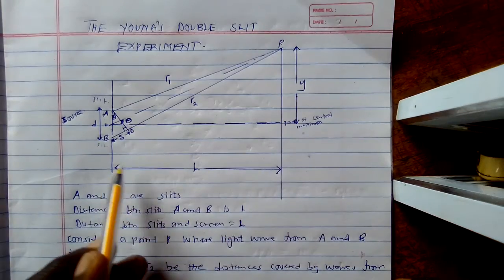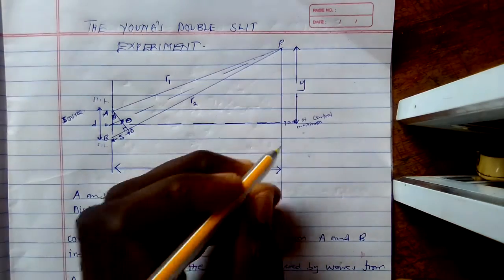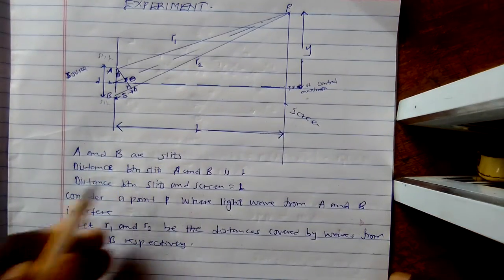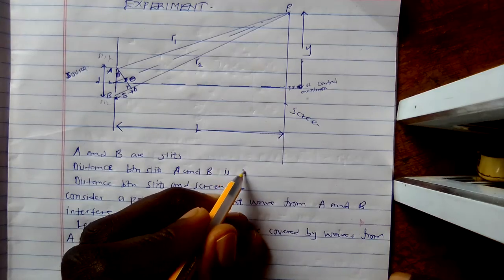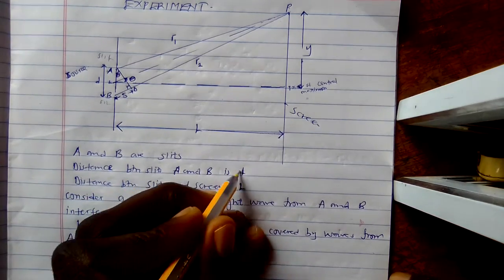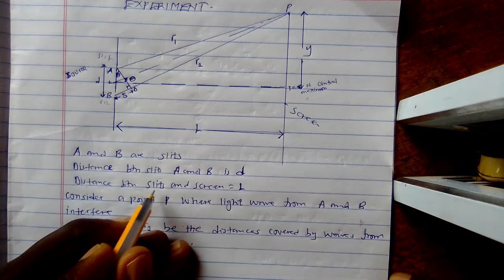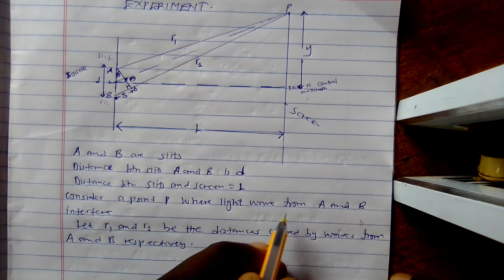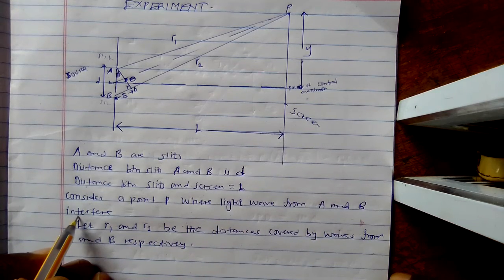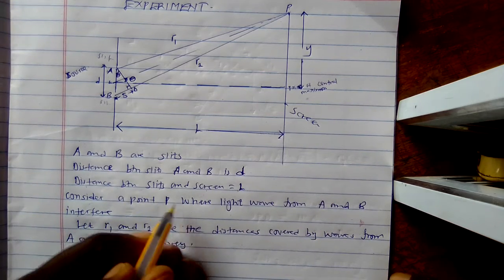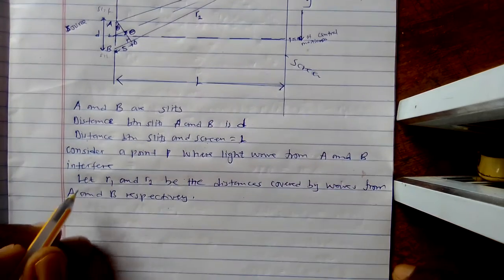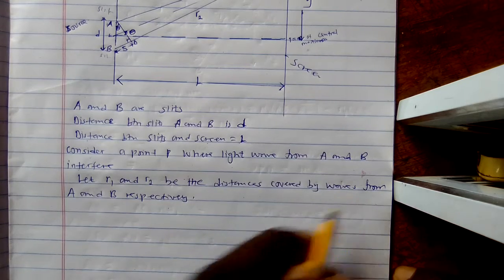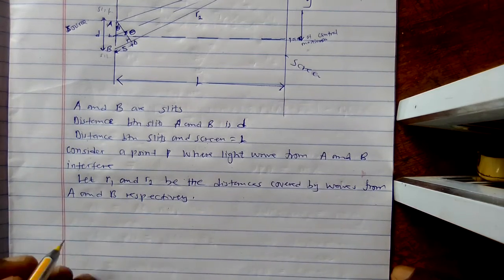This is the distance y. In fact, this is the screen. So A and B are slits. The distance between slits A and B is given by d, and the distance between the slits and the screen is L. Consider a point P where light waves from A and B interfere. Let R1 and R2 be the distances covered by waves from A and B respectively.